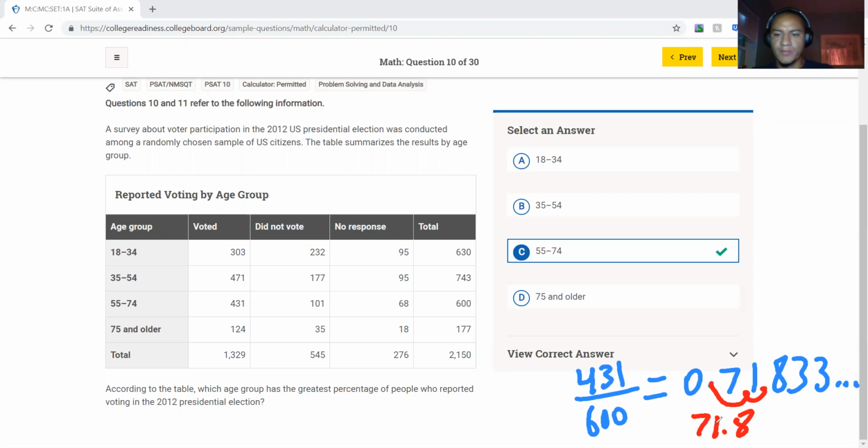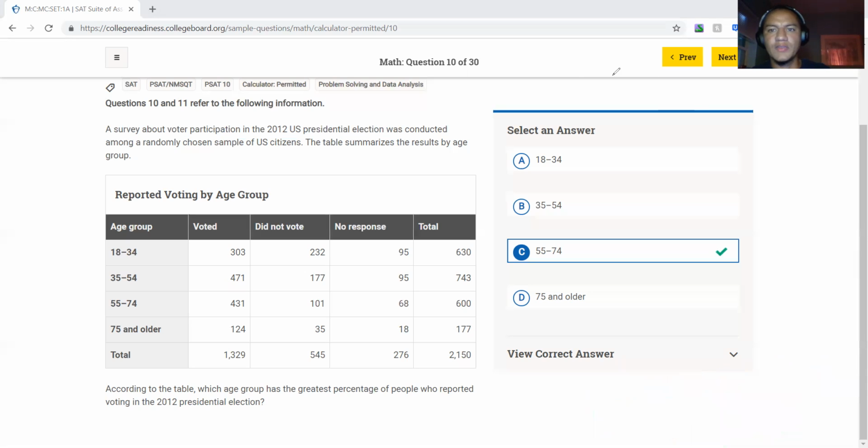And in order to convert the percent back to a decimal, you just move it back 2 to the left, put a 0 there, erase this, and you get 0.718. Now the threes will be missing, but that doesn't matter because you rounded, and the precision isn't necessary. So that's it for number 10. Moving on.